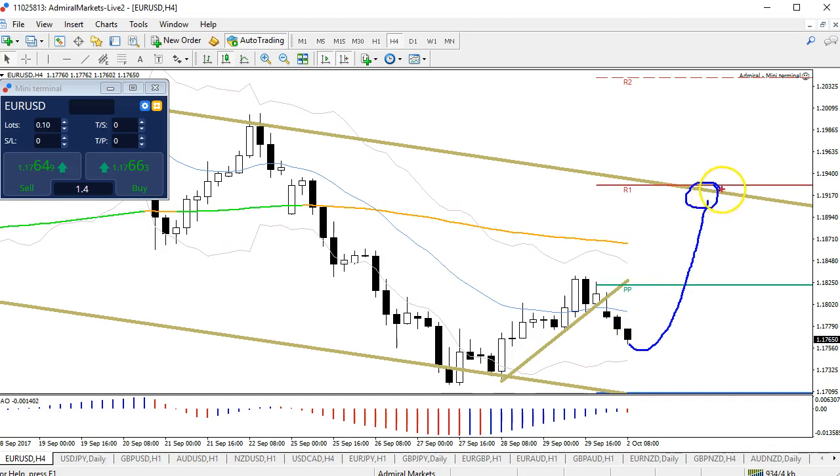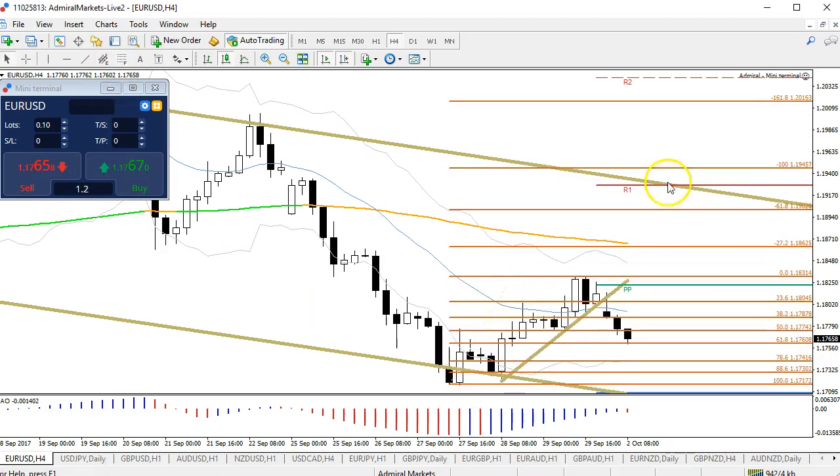And if it does, I'll be looking, as I said, for a move up to the top of that channel, basically, and the minus 61.8 target, when I put a fib like this from here to here, right? The R1 and the top of the channel. So there's a lot of resistance there. And that could be the target for the upside.